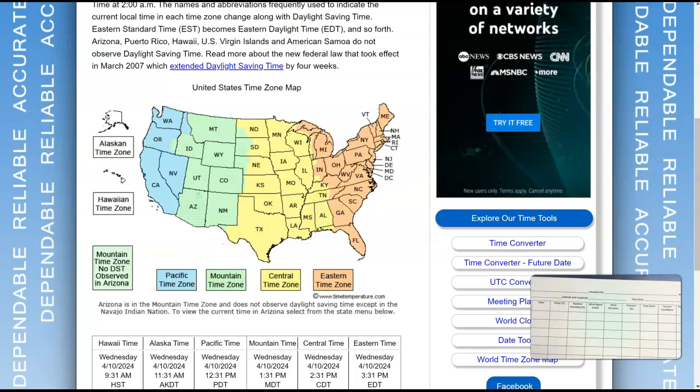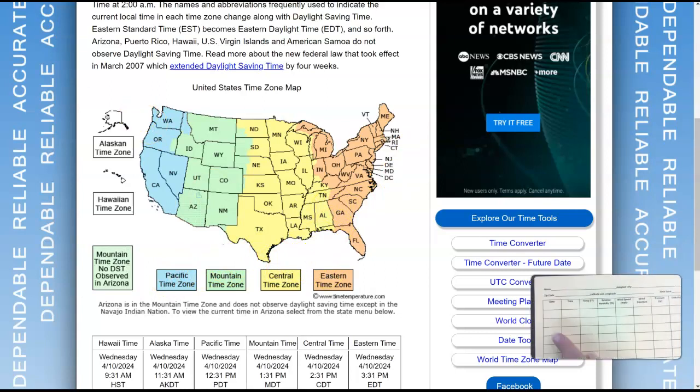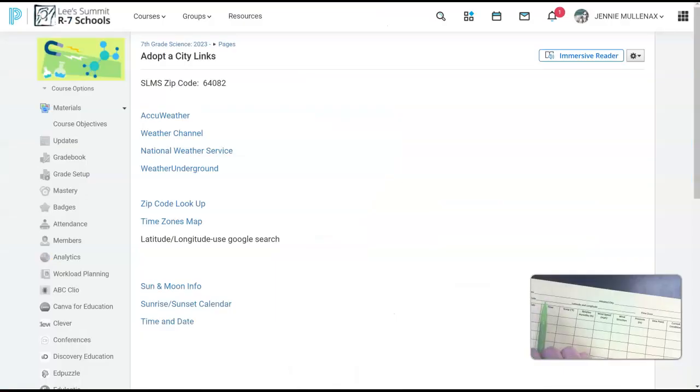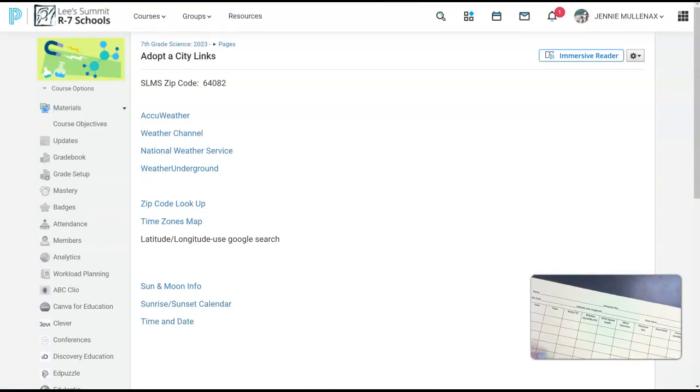And when you record your time on your sheet for your adopted city, you're going to record your time as the time it is in that time zone. So it may or may not match Lee's Summit. It just depends on where your city is located. So after you've found the zip code, latitude, longitude, and time zone, you've got all that necessary information for your city. You do not need those 3 links at all for the rest of the packet.